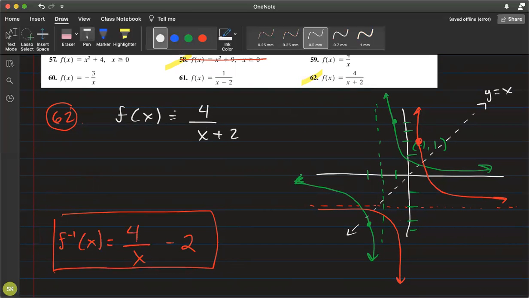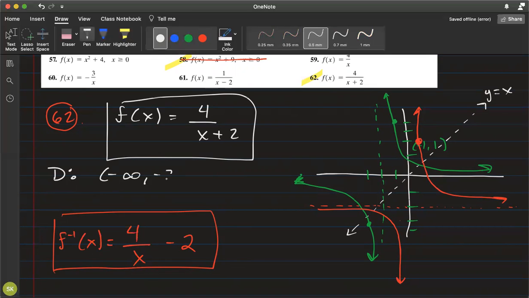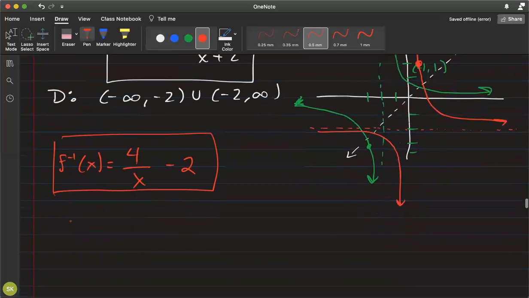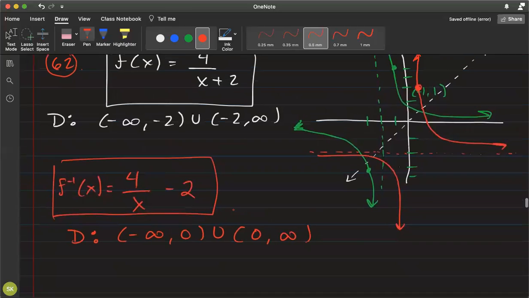Okay, looking at this function, you can tell the domain because we have a fraction, and the only problem with the fraction is we can't plug in -2. So the domain is all values except for -2. Now look at this function. Where do we have a problem in the domain? Well, we can't plug 0 into this denominator, so we've got to take that number out.